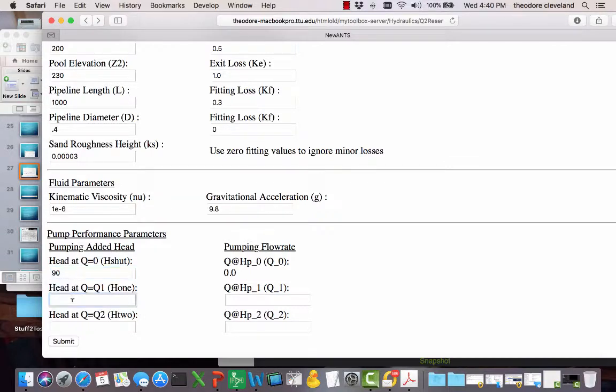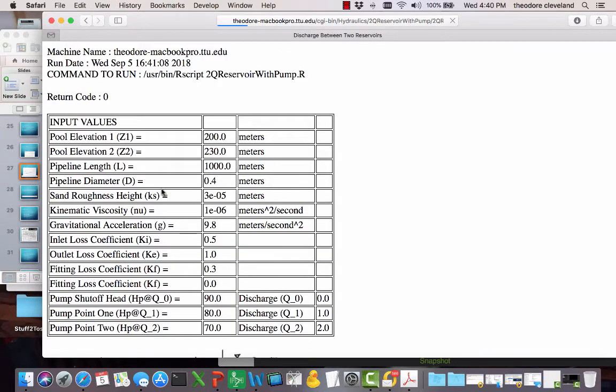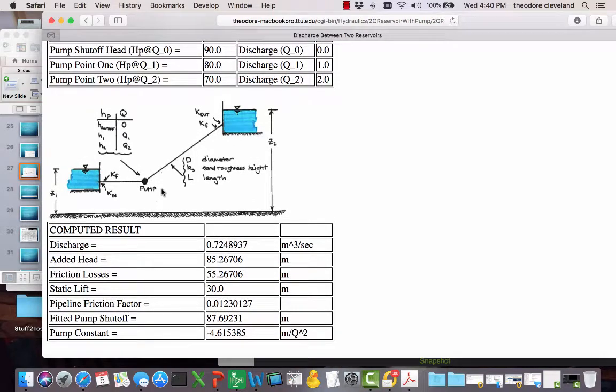arbitrary shutoff heads, 90, 80, 70, and 1 and 2. So we're going to let it fit this pump that doesn't exist, and it says at 70, at a discharge of 0.72, we produced 85.3 meters of head. So that's the online.